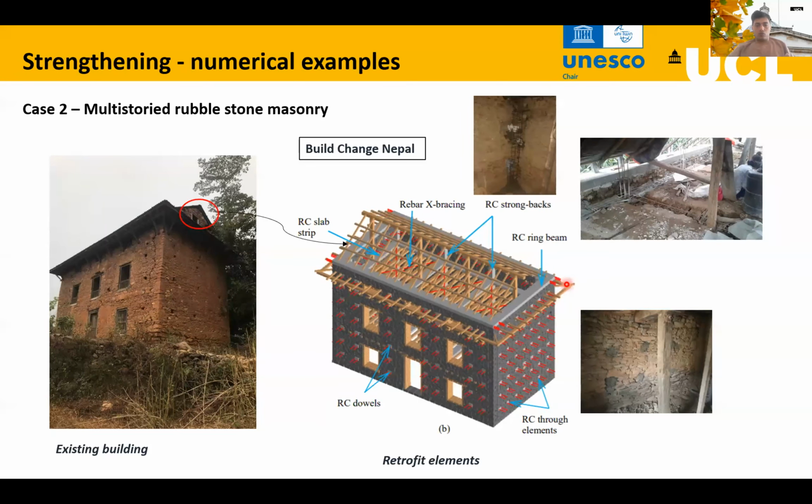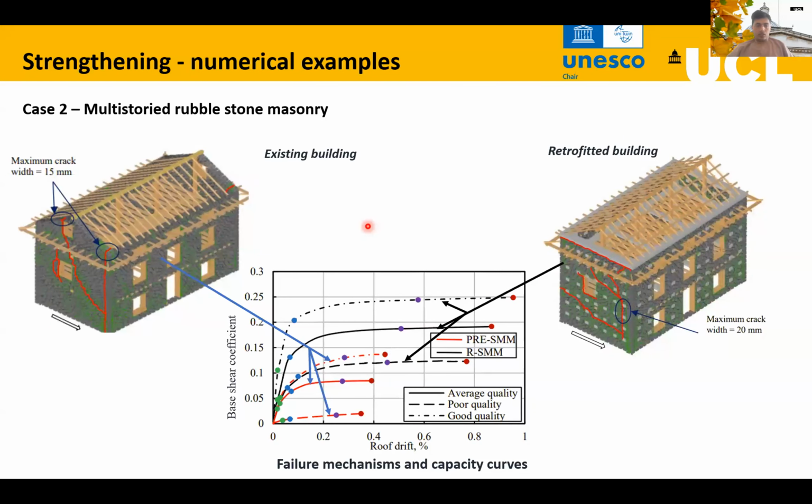So as you can see, we have implemented three levels of retrofit design: at wall level, at cross wall level, and at global level. With all these retrofit elements, and also, sorry, the heavy masonry gable is now also replaced with light structures such as CGI sheeting.